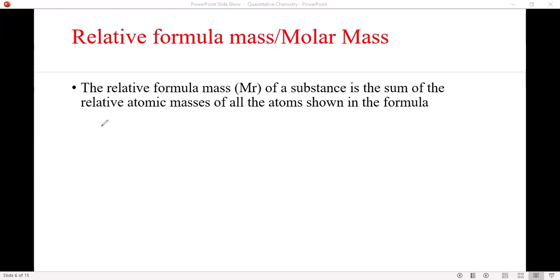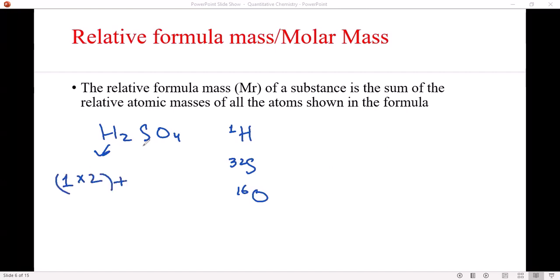Now, for example, I have to find the Mr of sulfuric acid. In the periodic table, you will find hydrogen, its Ar is 1. Sulfur's Ar is 32. For oxygen, its atomic mass is 16. So you put 1 here because there is 2 times hydrogen. Don't forget to multiply this by 2. Sulfur relative atomic mass is 32. Oxygen relative atomic mass is 16. Don't forget to multiply this by 4. So when you solve it, guys, you will get 98. So this is the Mr of sulfuric acid.